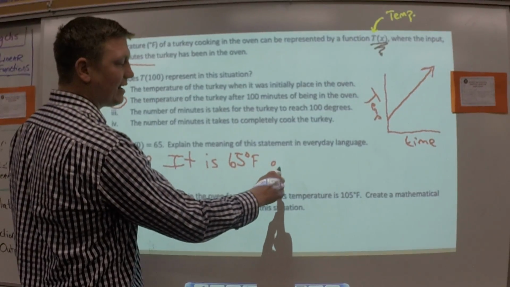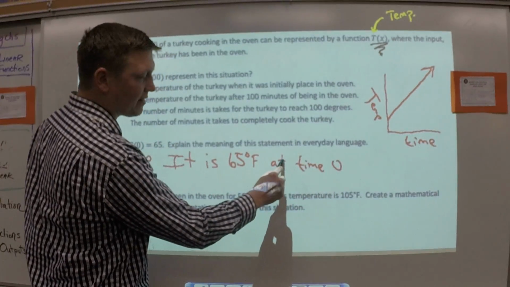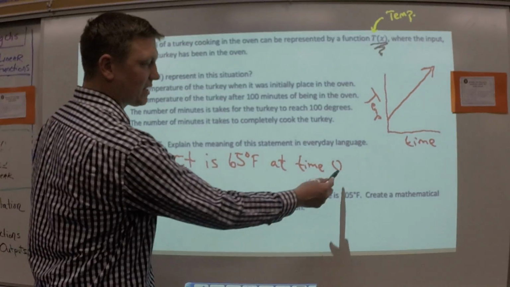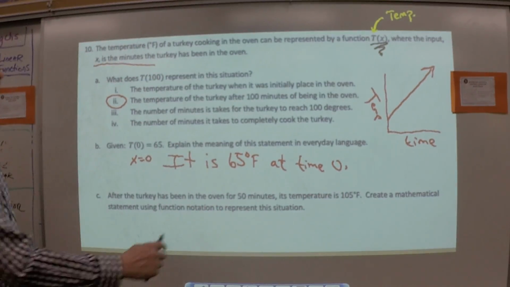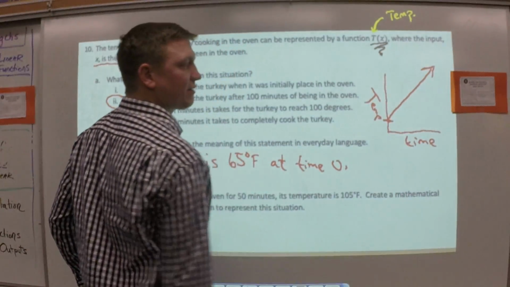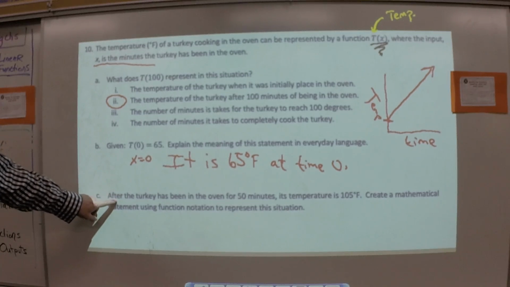Or you could say at time 0, or you could say at the starting time, or something like that, right? At time 0. Okay, and that kind of makes sense why the graph is starting right there, because it's not starting at 0 degrees Fahrenheit. That would be freezing cold.